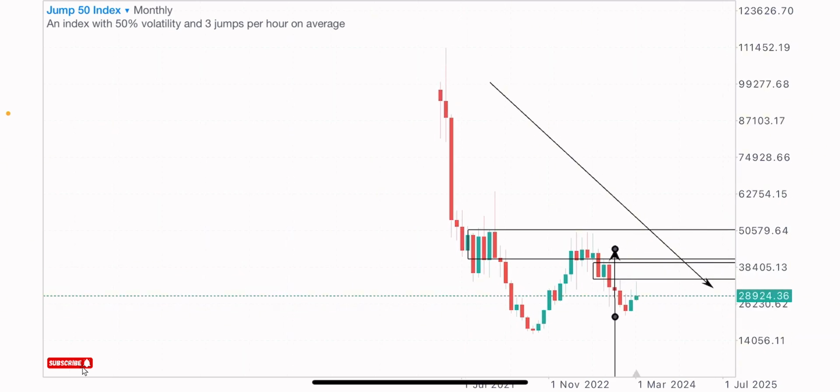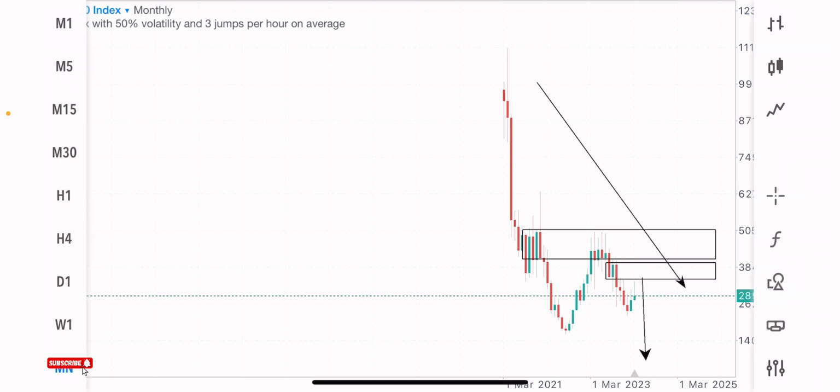Price didn't give a proper test of it. Price tried to get to it, but it failed. So I'm still expecting a little upside move for price to get to this point for more sales on this index, because we've seen the market direction and everything's looking bearish.